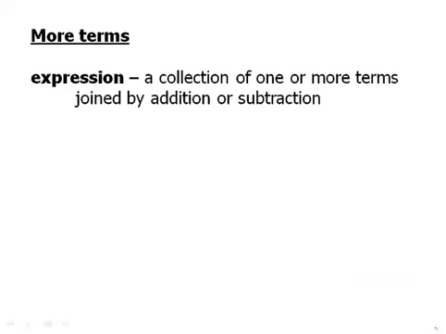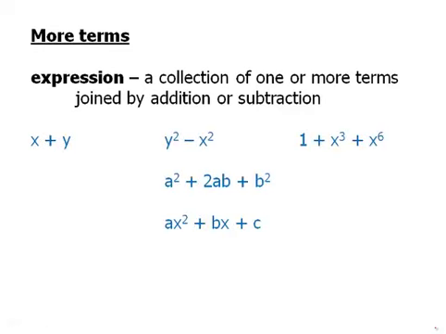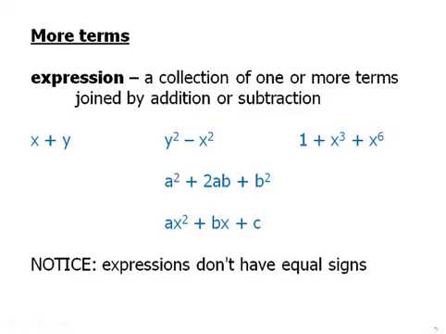An expression is a collection of one or more terms joined by addition or subtraction. So all of these are examples of algebraic expressions. Notice, expressions don't have equal signs. So once we get into the business of taking an expression and setting it equal to a number and solving, well, then we're talking about algebraic equations. We'll get there, but that's not what these first few videos are about. Here we're talking about individual expressions. Now, we may say that one expression is always equal to another expression, but the point is, each expression by itself is a thing without an equal sign. That's very important to realize.